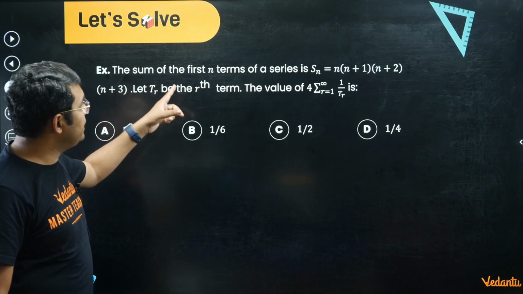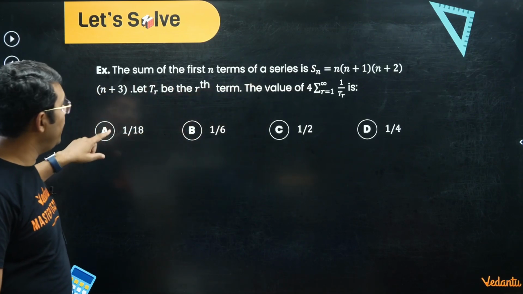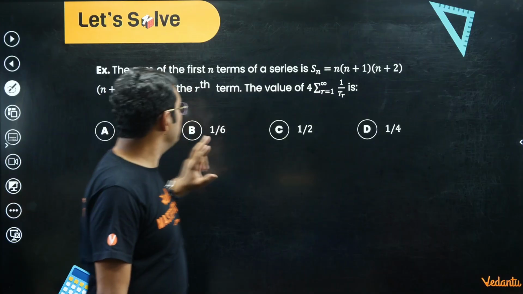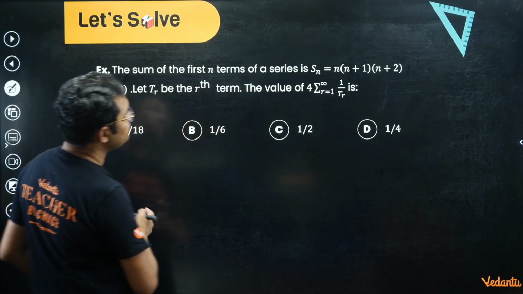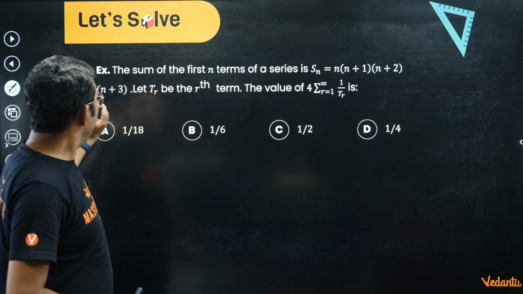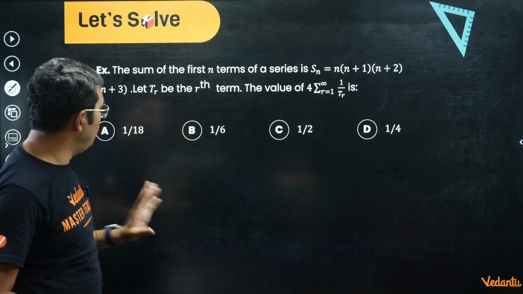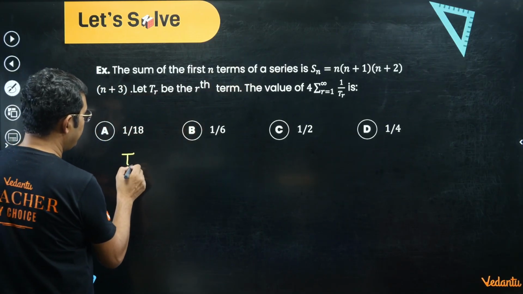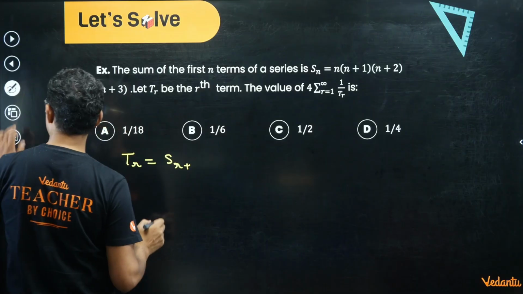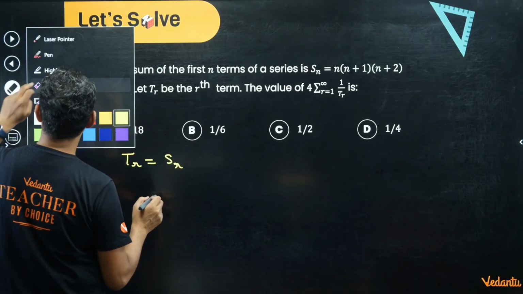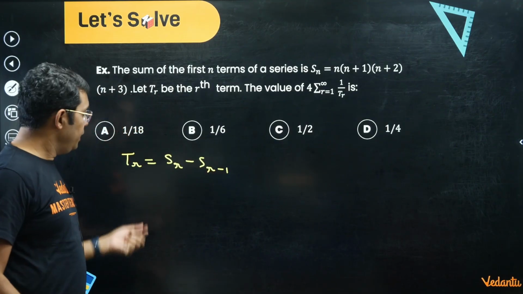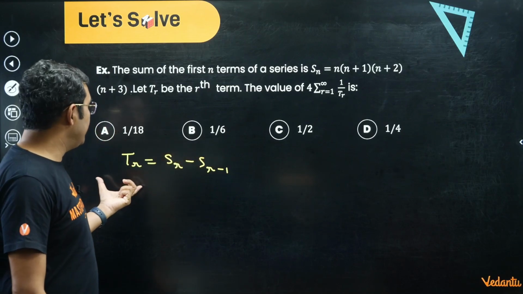Now the sum of first n terms of a series is Sn equal to n plus 1, n plus 2, n plus 3. Just 1 minute, sorry, they have given Sn, and Tr is the rth term of this series. So if we are looking for Tr, I can say Sr minus Sr minus 1 will give you Tr.